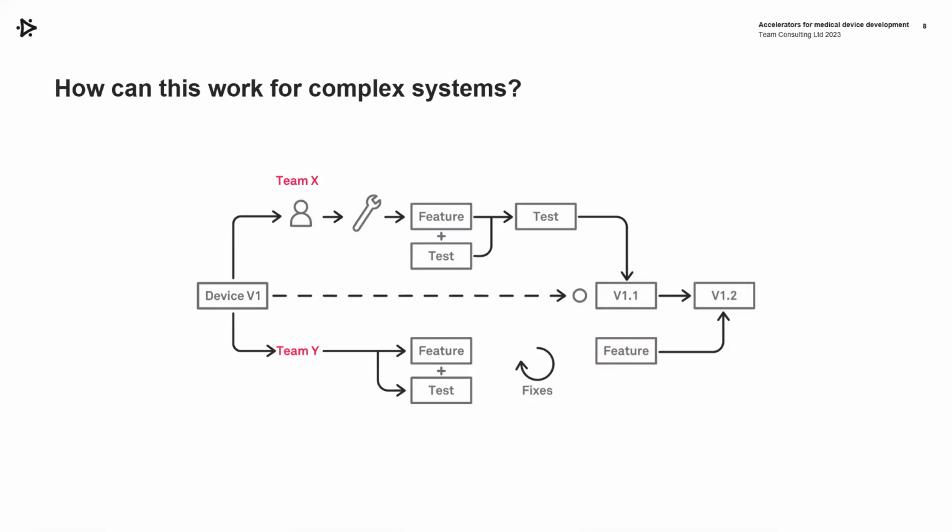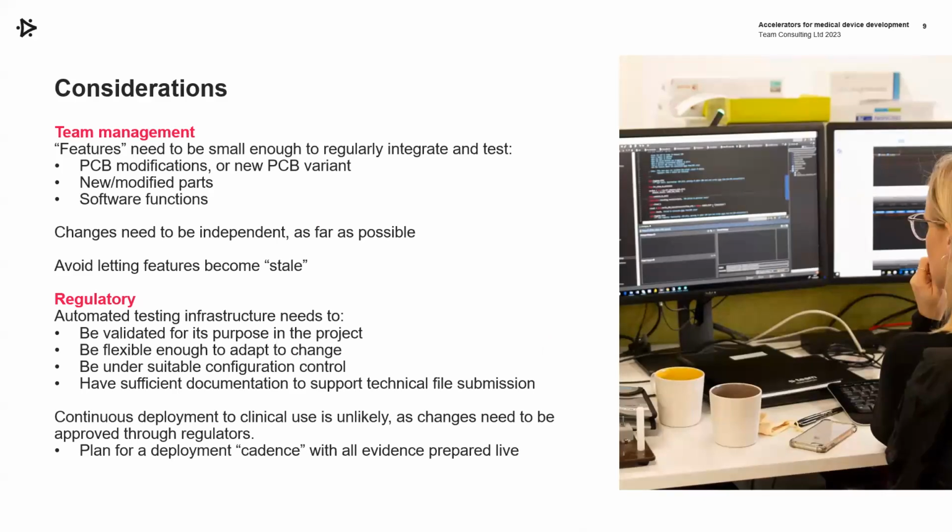So what things do we need to bear in mind when we are performing continuous integration? Well, as we've already discussed, the features need to be small enough that they can be integrated and that you can independently assess each one of them. So if we're making a PCB change in our hardware world, it needs to be a single PCB as far as possible. The change needs to be small enough that if something has gone wrong with it, we can identify what has gone wrong without introducing lots and lots of change.